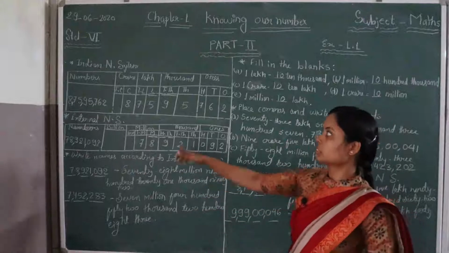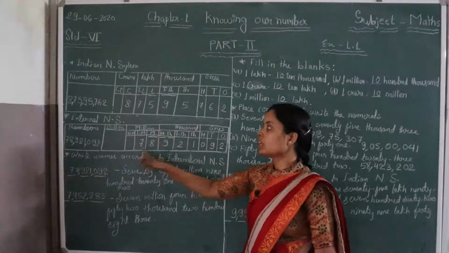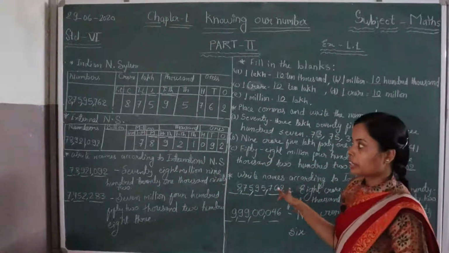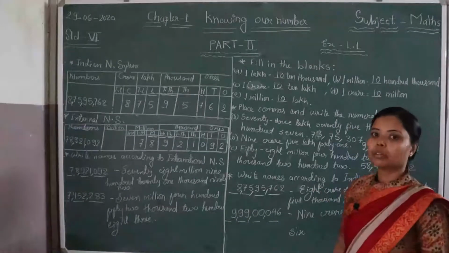Students, look at here. This is the Indian number system, this is the international system. According to this table, we will write the international number system and Indian number system.